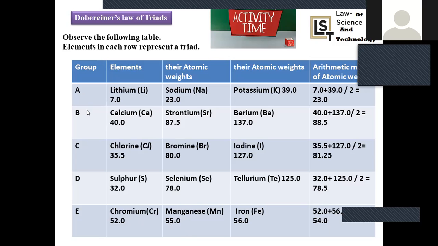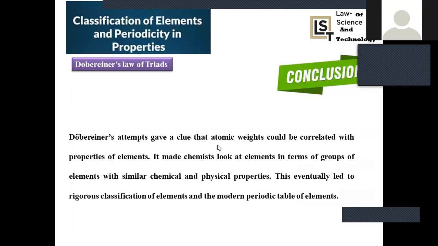So all of these, A, B, C, D, E, are said to be Dobereiner triads because the mean of the first and third element exactly equals the central element. This is the assumption given by Dobereiner, where we performed the activity based on the data provided in the activity, right?